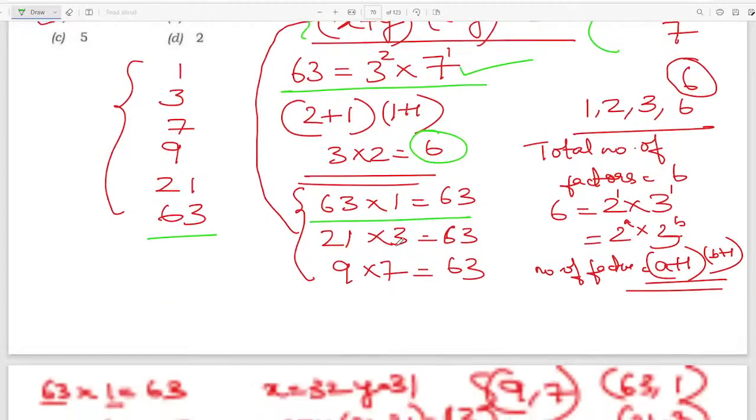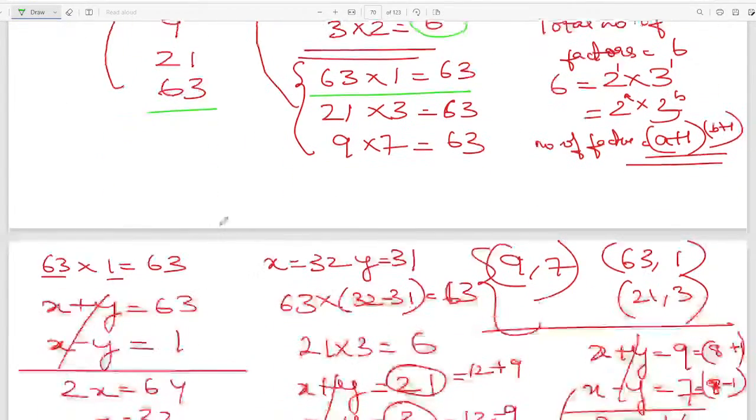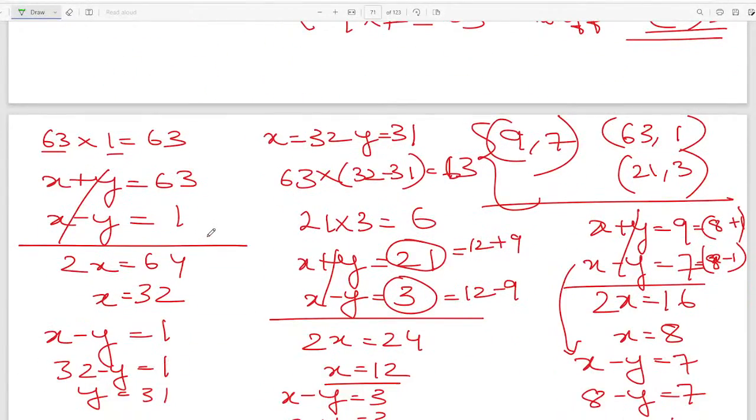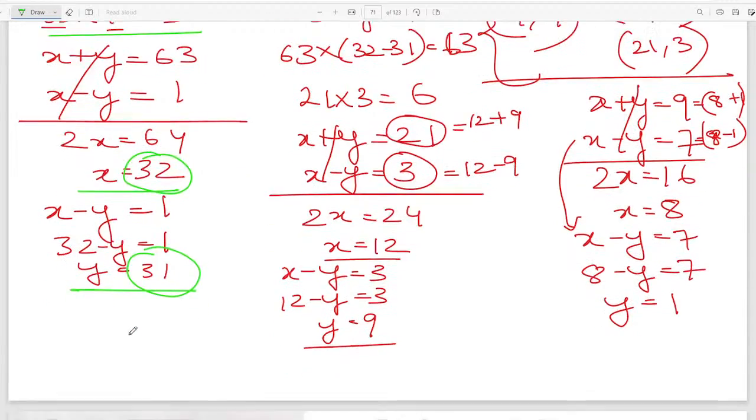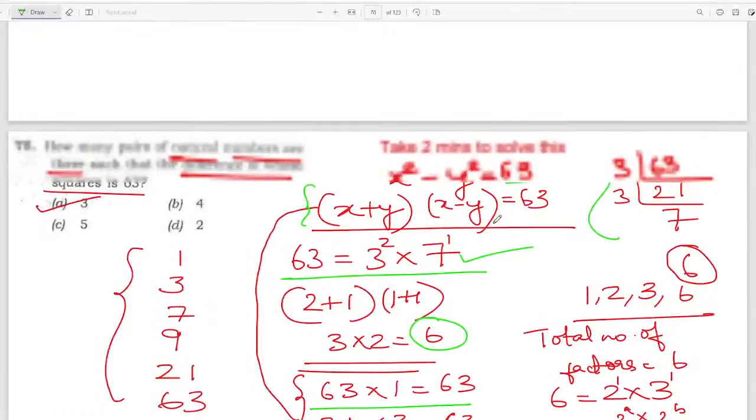So first we'll check whether 63 into 1 can be written as (x plus y) into (x minus y). 63 into 1 is 63. So x plus y would be 63, x minus y would be 1, x is 32 and y is 31. So clearly x and y are natural numbers, they are integers. So this solution is possible. So x is equal to 32 and y is equal to 31 is one possibility. So if you take 32 square minus 31 square, you would get 63.